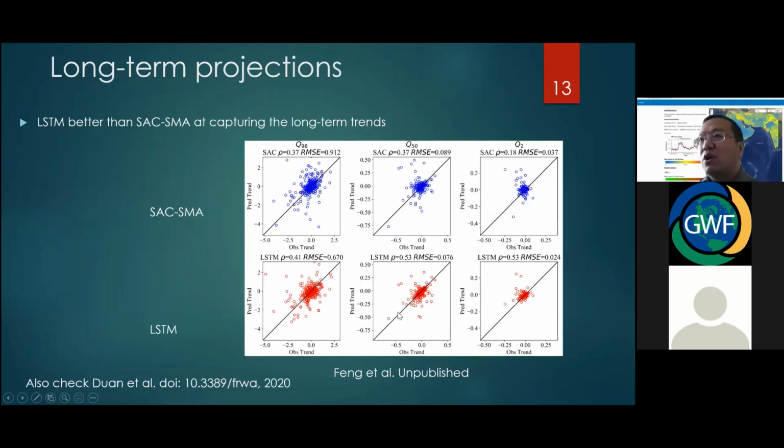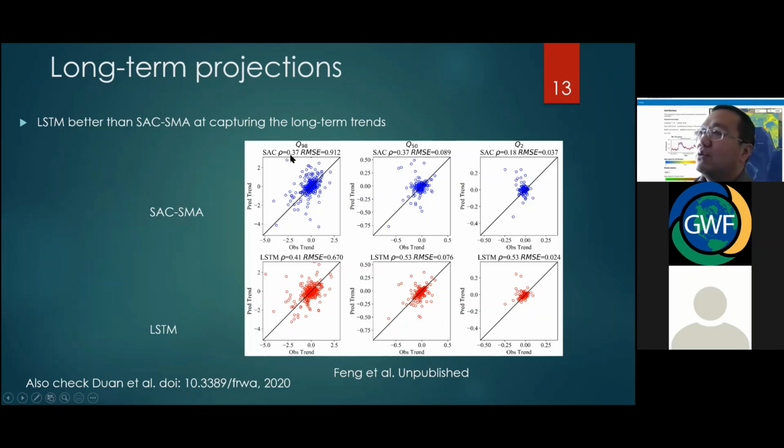A more recent work that we looked at, we haven't published this yet, but we compared the trend captured by LSTM in 10 years going forward versus SAC-SMA, right? So this is Q98, the high flow percentile, like the top 6 days in a year. Compare the changes in the trend, the observed versus the simulated.